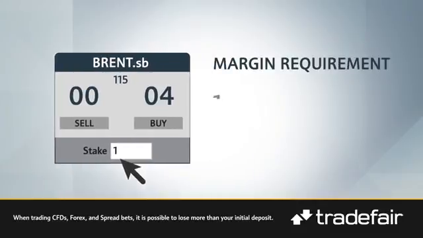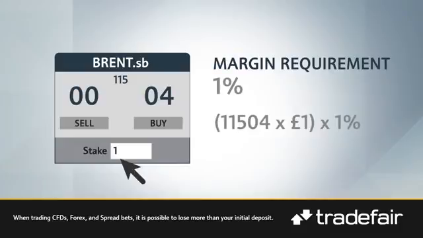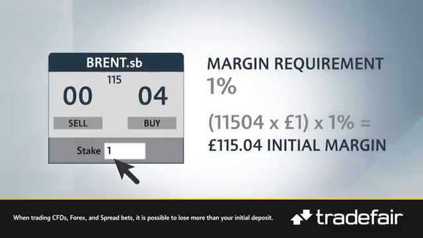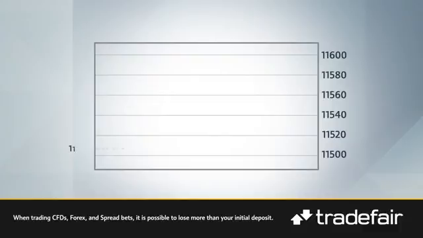Brent crude has a margin requirement of 1%. 11504 times £1 times 0.01 equals £115.04 initial margin. You check back in an hour and Brent crude has risen to a bid price of 11550 and an ask price of 11554.